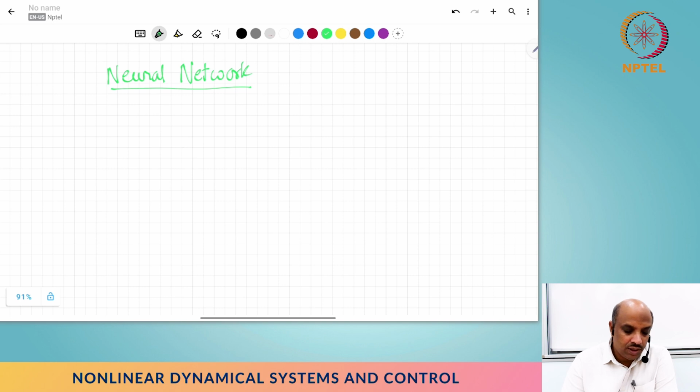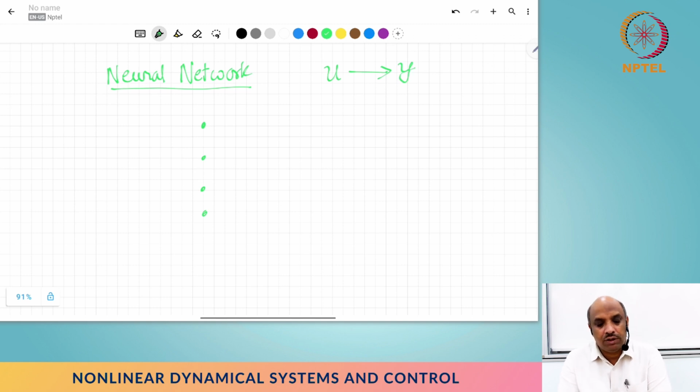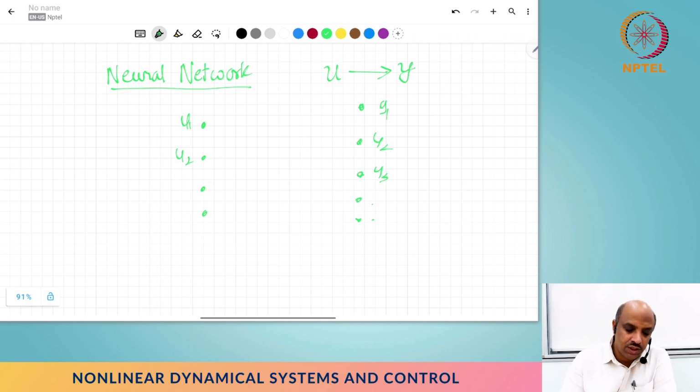And the idea is something like this. I'm going to describe it at a very high level. Let's say I have some vector u and then vector y, and one is called input and the other is called output. So u1, u2, and so on, y1, y2, and so forth. And I want to understand the connection between u and y. Let's suppose y is equal to f of u.